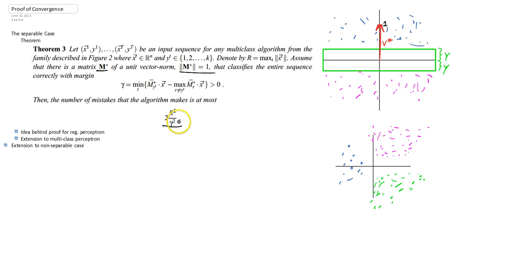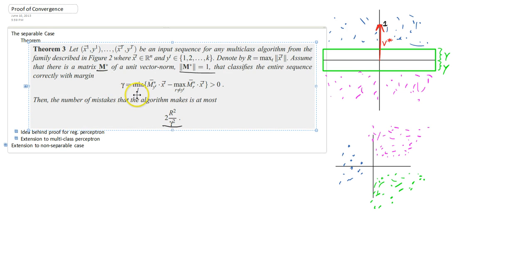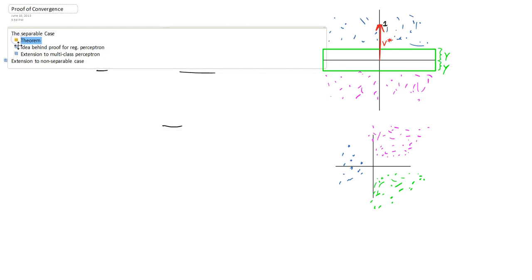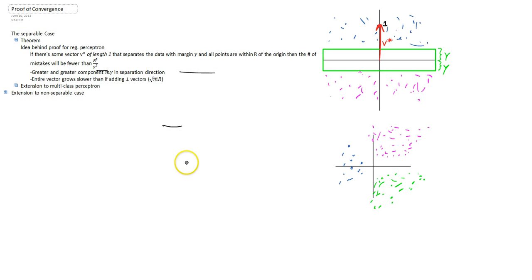The result is fairly similar to the result for the perceptron. So I'm going to come back to the details of this and just review the proof for the regular perceptron with 2 classes. And then we'll just see how we can extend what we do for the regular perceptron to the multi-class perceptron here. So the idea behind the proof for the regular perceptron is if it is separable by a margin of gamma, which then will make fewer than r squared over gamma squared mistakes.